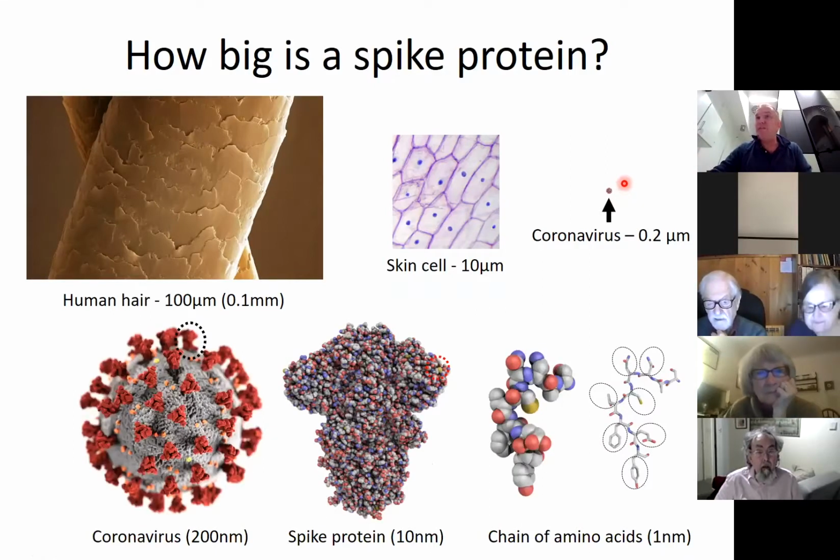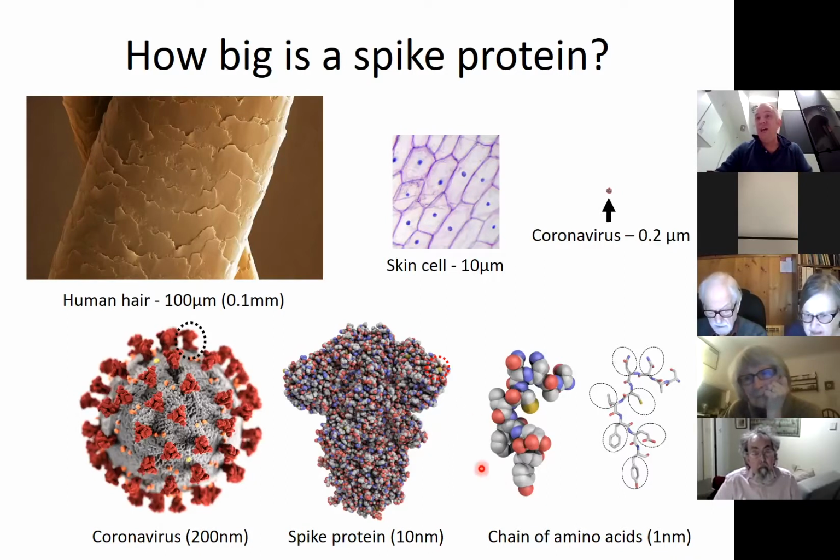Now, if you blow that coronavirus up and then look at these spike proteins, they are blown up here. This spike protein is about 10 nanometers across, whereas the coronavirus is about 200 nanometers across. So you see we're getting smaller and smaller. You can imagine how tiny it would be compared to a human hair. And then what makes up a spike protein are amino acids, and what makes up amino acids are atoms.